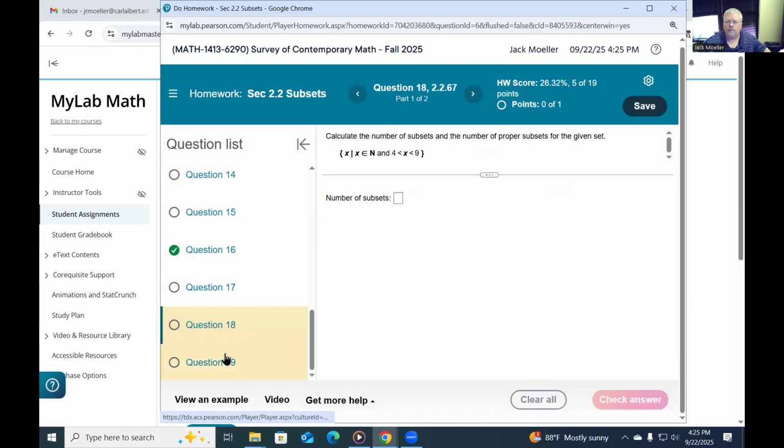So same idea. On something like this, set x, such that x is a natural number, and 4 is less than x, which is less than 9. The key is figuring out how many elements we're talking about. Since there is no equals, we're not talking about 4 and 9. So this is just 5, 6, 7, 8. So there are 4 elements, so you're doing 2 to the 4th.